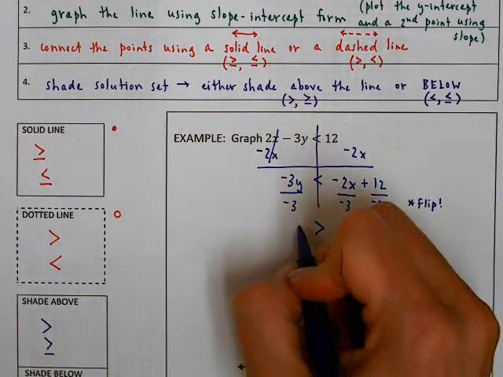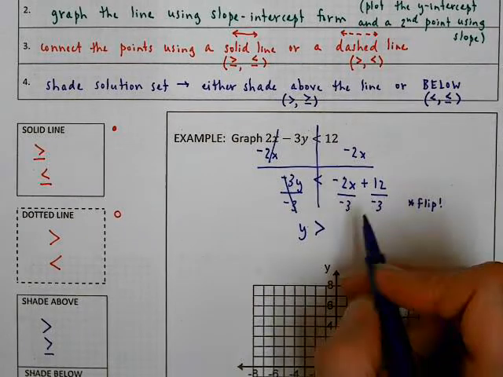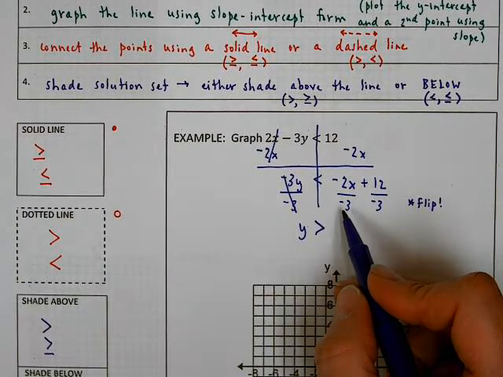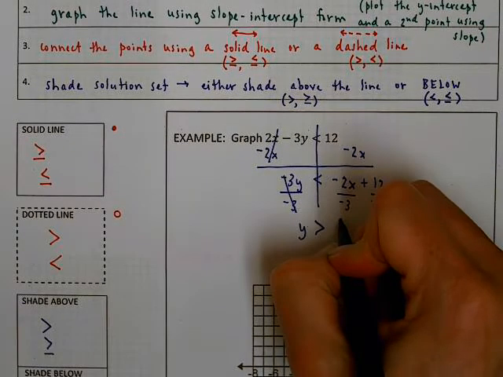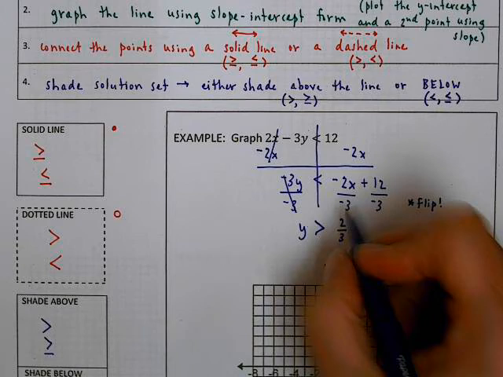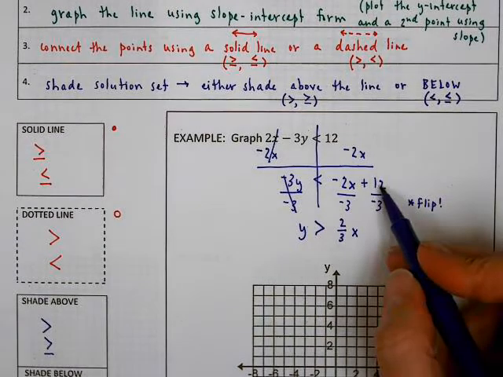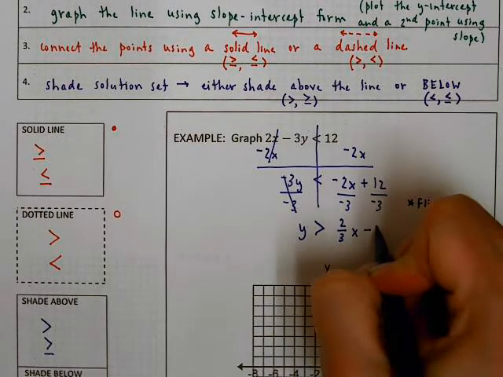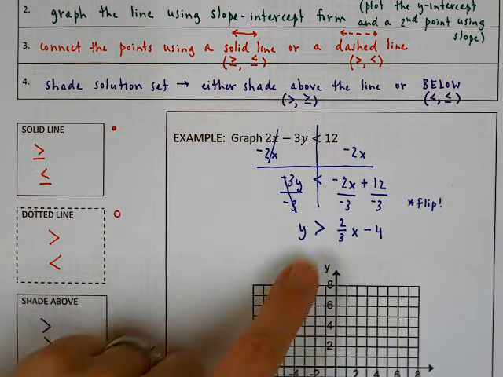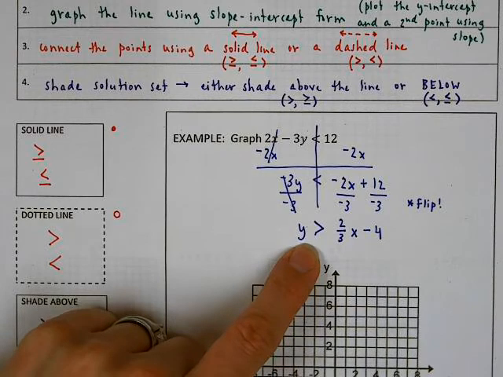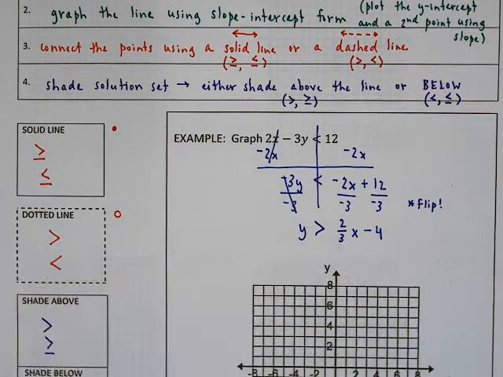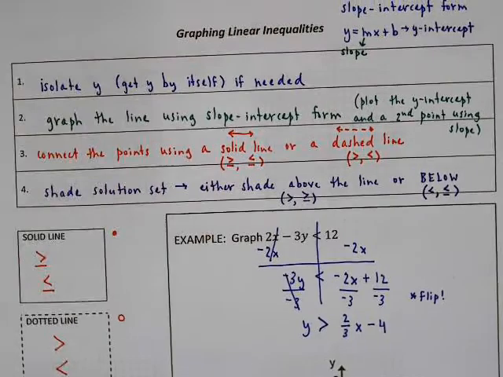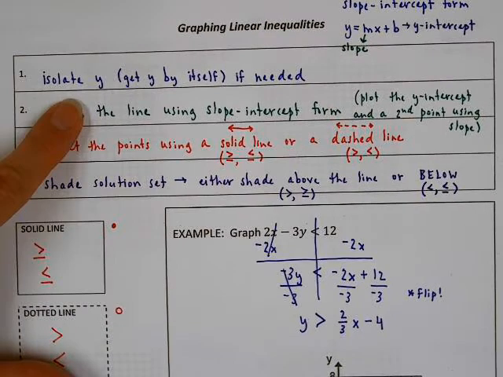So now I have y is greater than. Here, if I put this in my calculator, the only simplification I can do is make it 2/3, a positive x, and then 12 divided by a negative 3 gives me a negative 4. So my equation, my inequality, excuse me, it's not an equation. My inequality is y is greater than 2/3 x minus 4. So we just did step 1. We got y by itself.